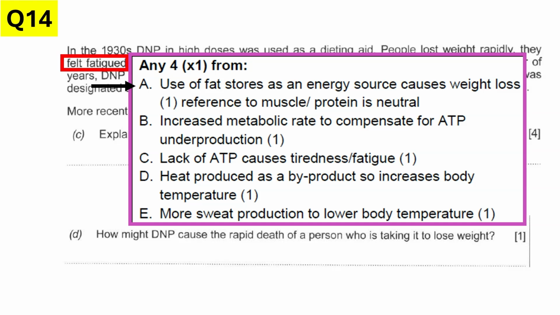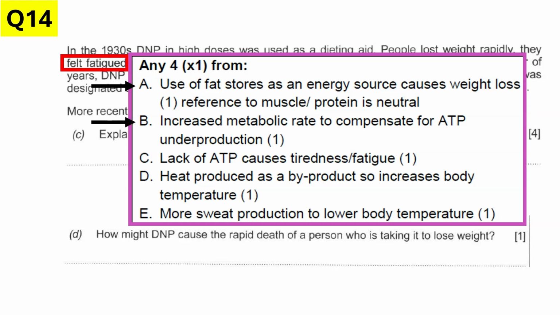We know triglycerides can be hydrolyzed to fatty acids and glycerol, and the fatty acids can enter respiration and they'll get used in what's called beta oxidation. So the use of fat stores or triglycerides or fatty acids as an energy source will cause the weight loss in addition to the respiration of glucose.